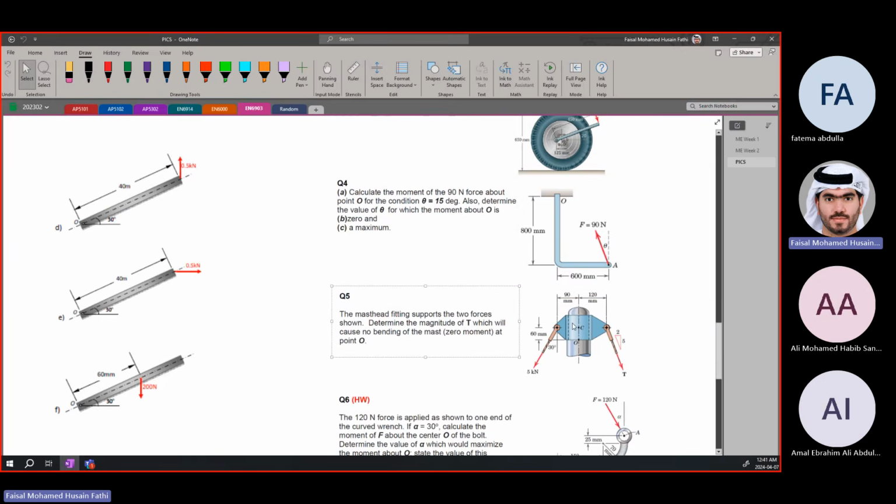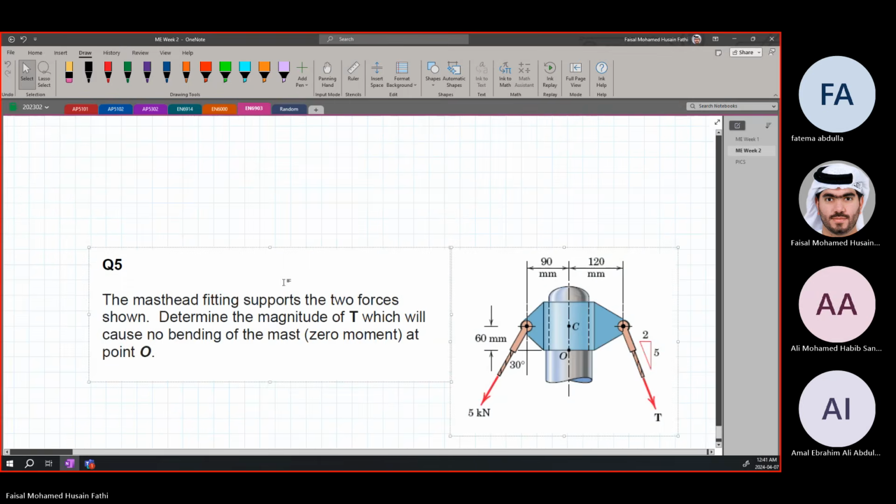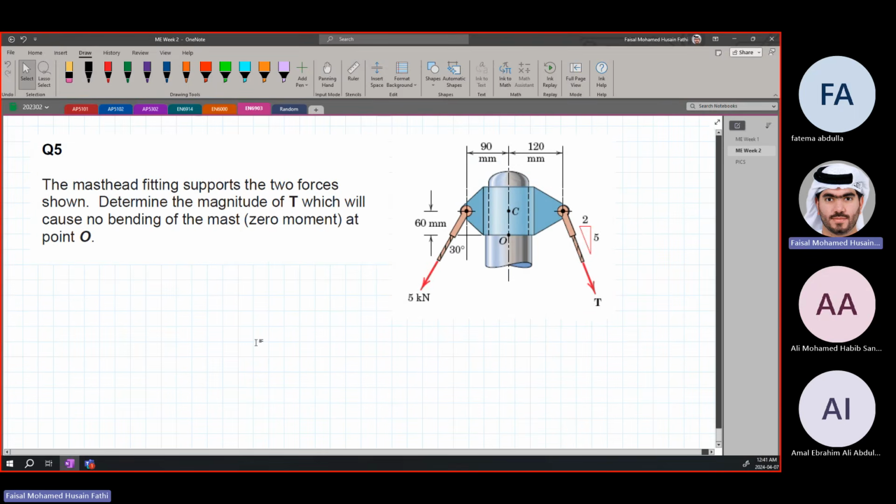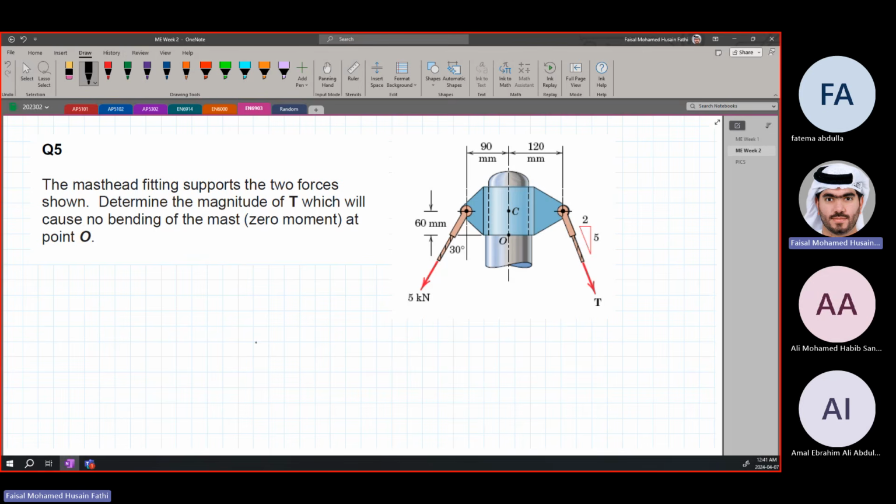Now let us go to question 5. زين. The masthead fitting supports the two forces shown. Determine the magnitude of T. فإحنا we need to look at T, which will cause no bending. Important. It says no bending of the mast. معناته شنو؟ يقول لكم zero moment at point O. معناته sigma MO has to be equal to 0. يعني equilibrium. يعني ما قاعد يستوي bending.